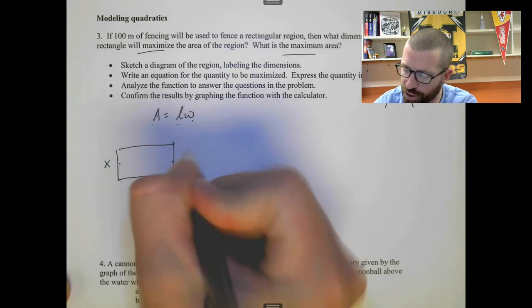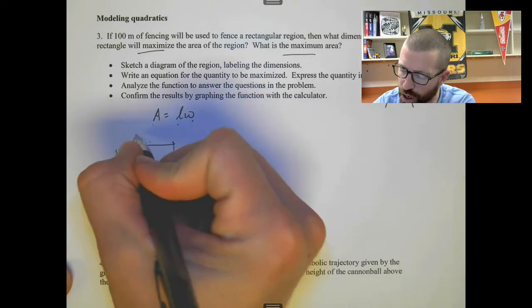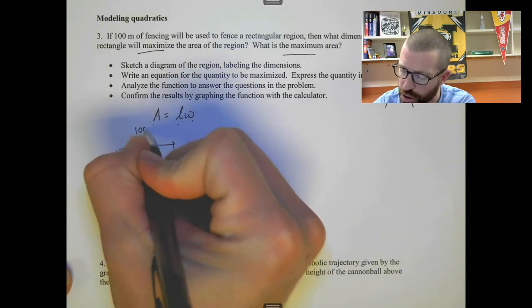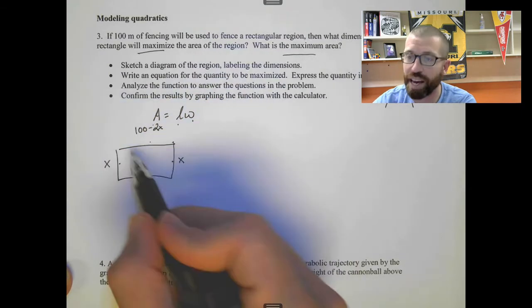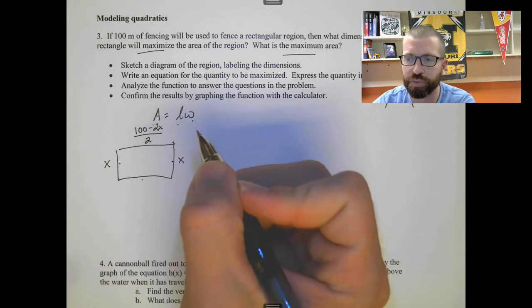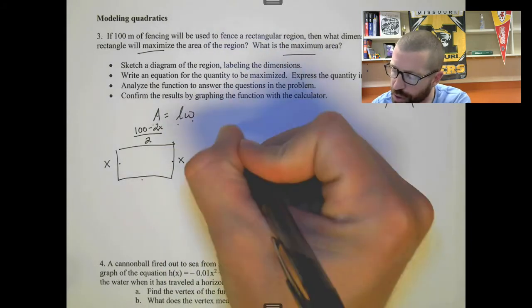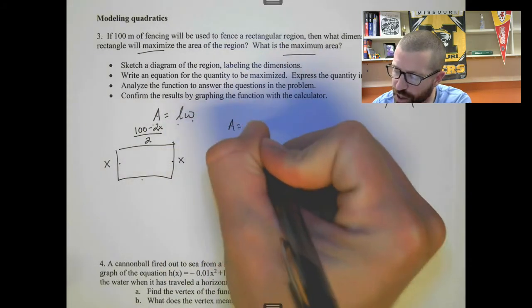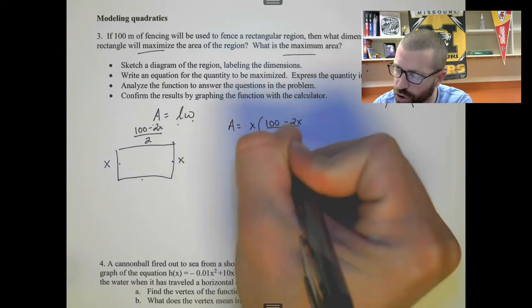So if this is x and this is x, how much do I have left? Well, I have 100 minus my x's, so minus 2x. But I have to use that for both sides, so I divide that by 2. And that gives me my length and my width. So then my area is x times (100 minus 2x) all over 2.